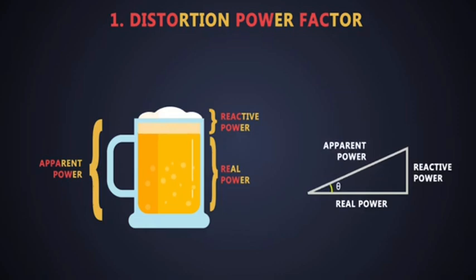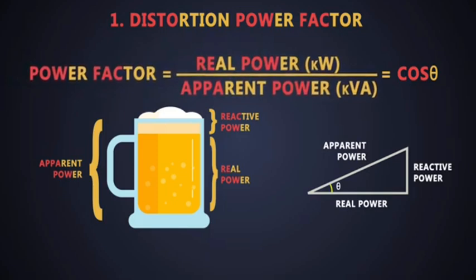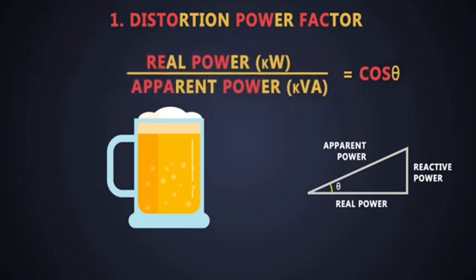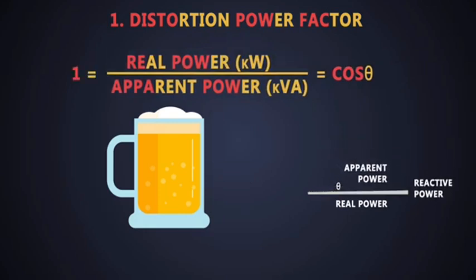So according to basic trigonometry, the cos of angle theta can be given as the ratio of real power upon apparent power. So the power factor is also known as cos theta. We should have power factor very close to 1. So the angle theta should be towards 0. Then only we get the value for money which you are paying. That is, a full glass of beer without foam.